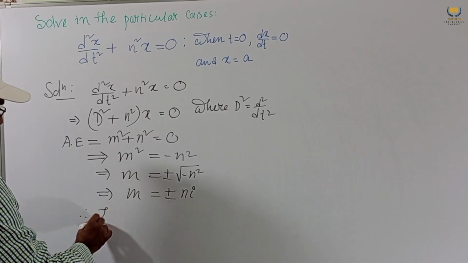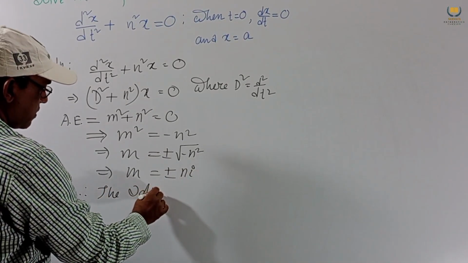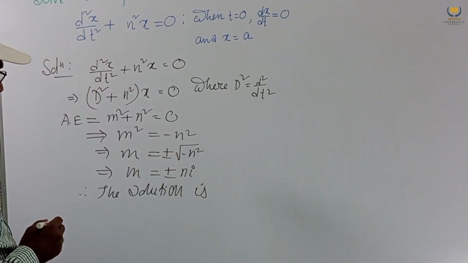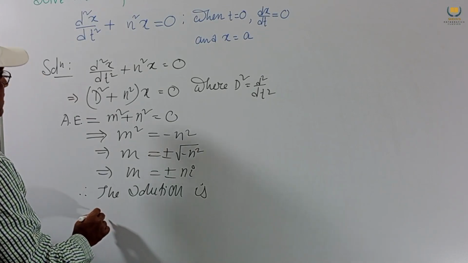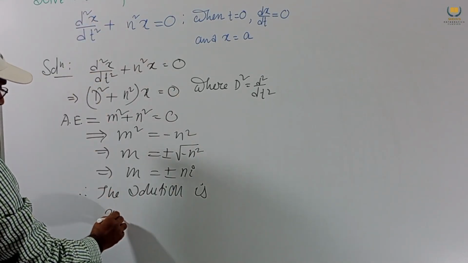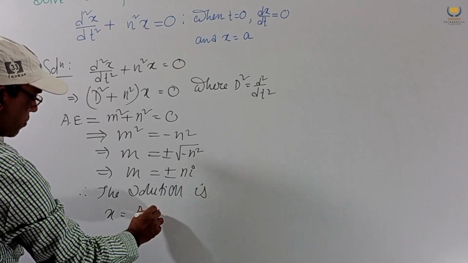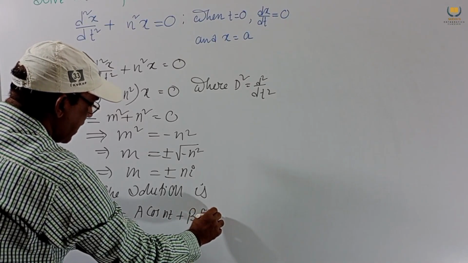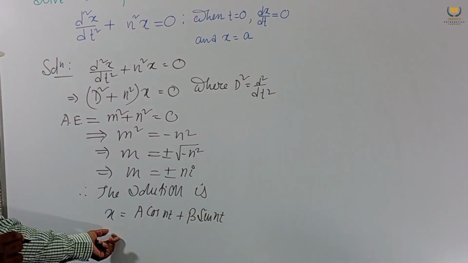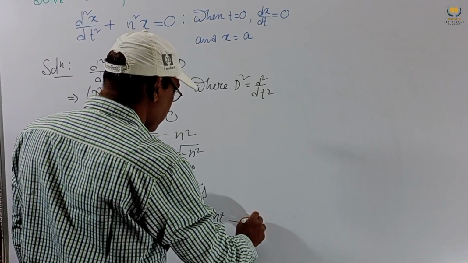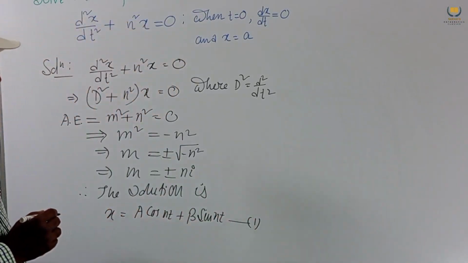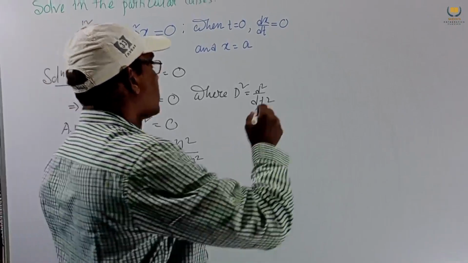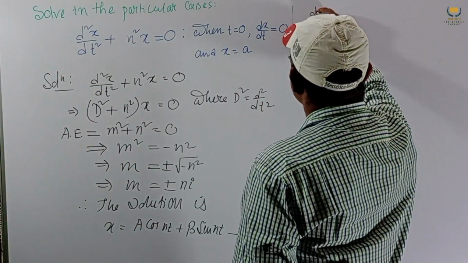Therefore the solution is, so again we get the roots are imaginary. Therefore the solution is here x = A cos nt + B sin nt. This is the solution. This is number 1. Now dx/dt, our condition given dx/dt, we have to find dx/dt.